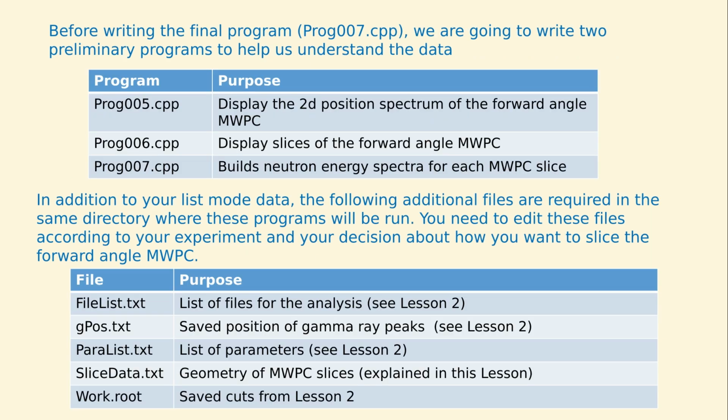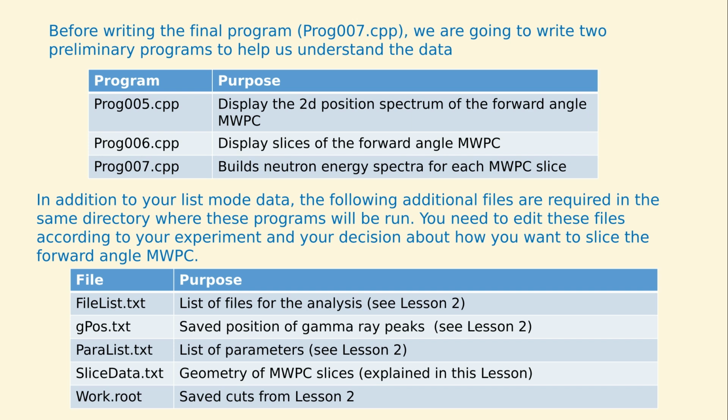I'm going to start with program 5 and 6, which are more like demo programs without any real ultimate use. The ultimate program is program 7. Program 5 and 6 will help us to understand the 2D position spectrum for the multi-wire proportional counter, and program 6 will help us to work out how we can make the slices. The actual building of neutron spectra will be done in the final program, that is program 7.